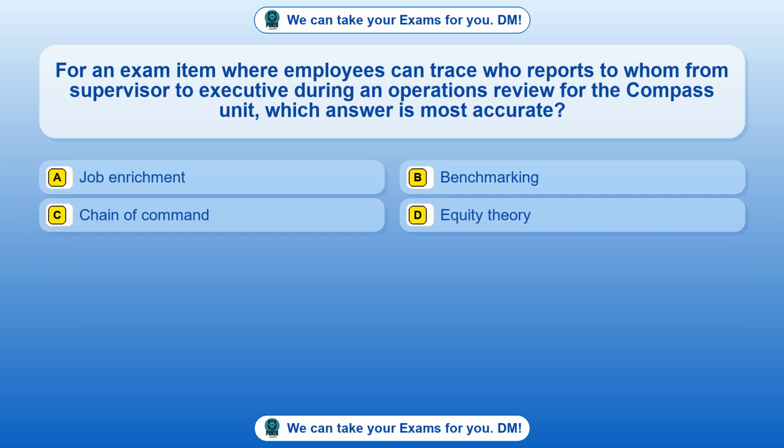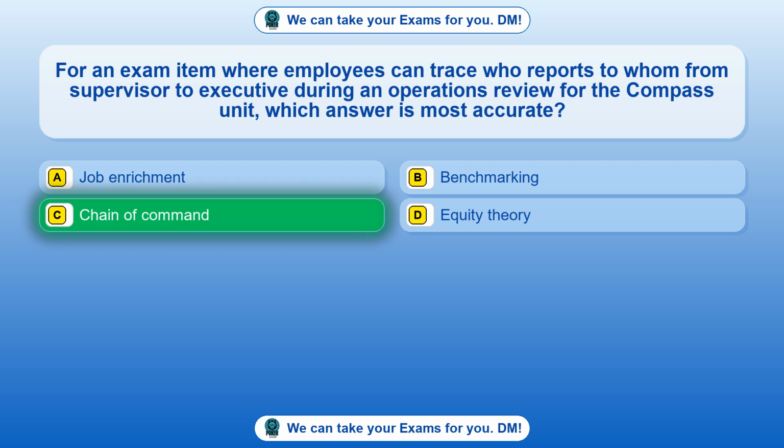Question 45. For an exam item where employees can trace who reports to whom from supervisor to executive during an operations review for the campus unit, which answer is most accurate? Option A, job enrichment. Option B, benchmarking. Option C, chain of command. Option D, equity theory. The correct answer is option C, chain of command.